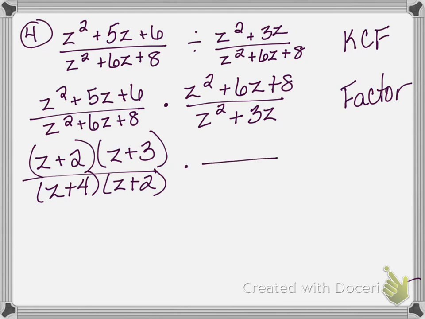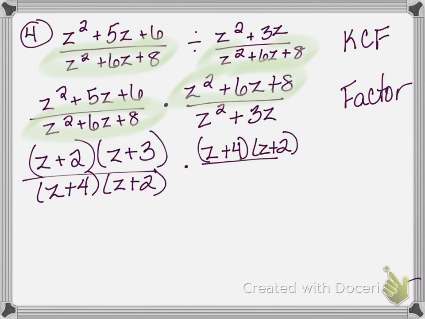Then in the numerator of my second one, it looks like I have exactly that again. I have z plus 4 and z plus 2. I don't know if you noticed that or not, this is the same as this. So in general, we wouldn't have to factor that because we could cancel that as a trinomial. It is a good idea just to go ahead and factor those before you cancel because it keeps everything nice and factored out.